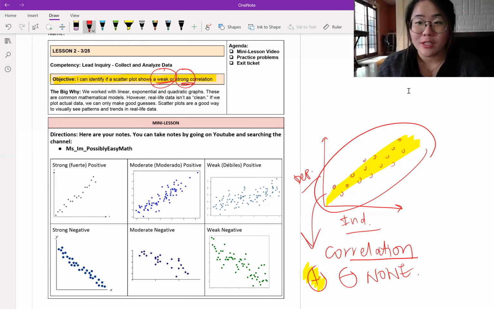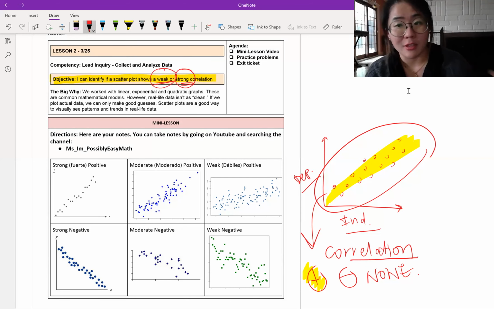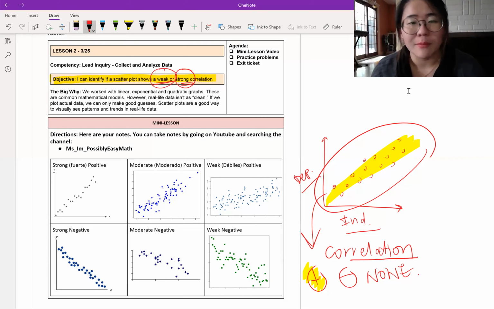If you had a weak relationship, right? Think about a relationship with a stranger. What you do really doesn't impact that person, and what that person does doesn't really impact you. That's a weak relationship. So I want you to think about that metaphor while we're talking about strong or weak correlation with scatter plots.